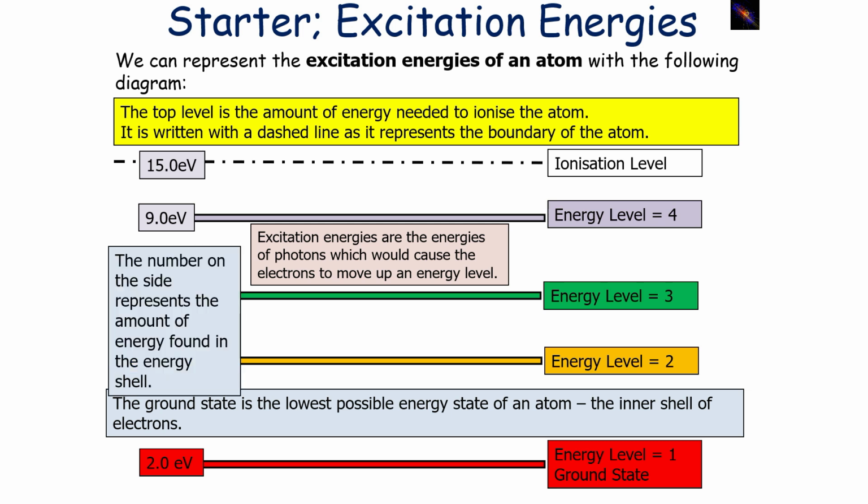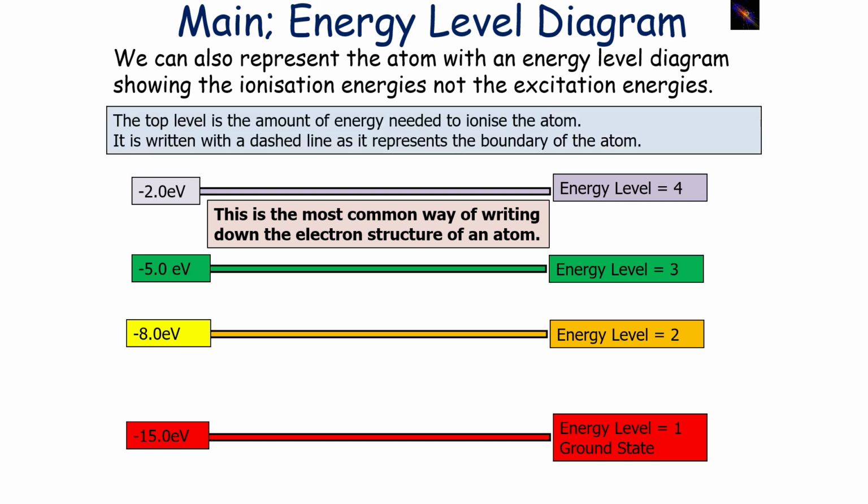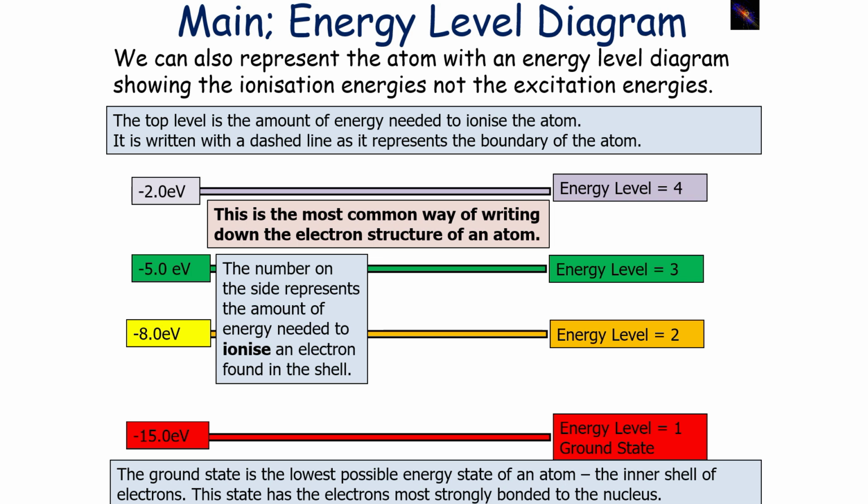atom. Now the number on the side represents the amount of energy found in the shell. Now the most common way of writing the structure of the atom though is not with excitation energies, rather with ionization energies. Now what this tells us is, once again, the top level is the energy needed to ionize the atom. The bottom level is the ground state, the most stable state of the atom. Now the number on the side now represents the energy needed to ionize an electron found in this shell.